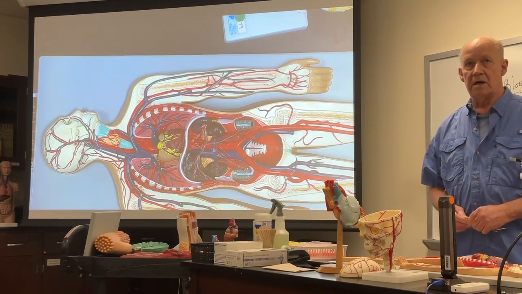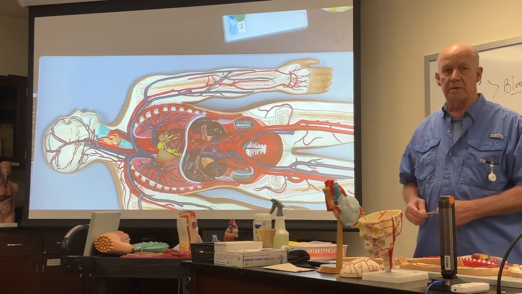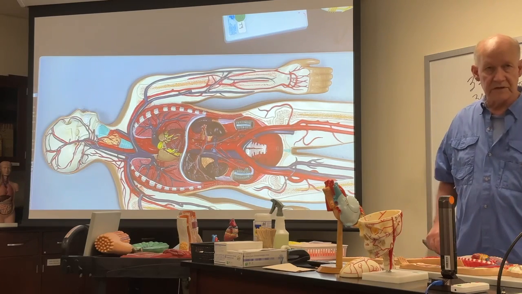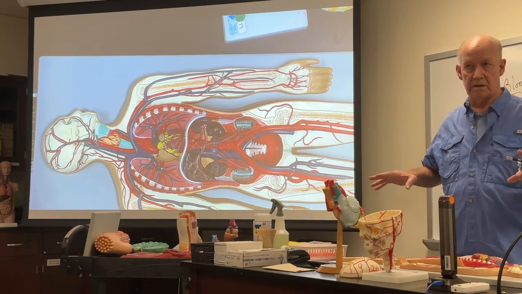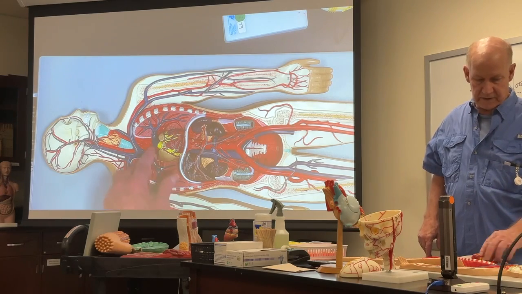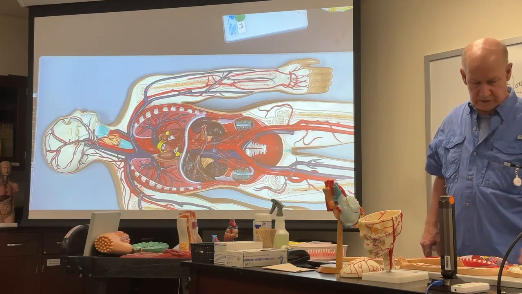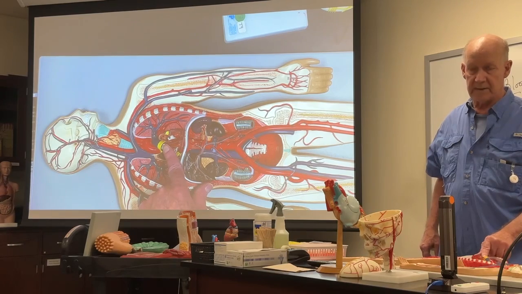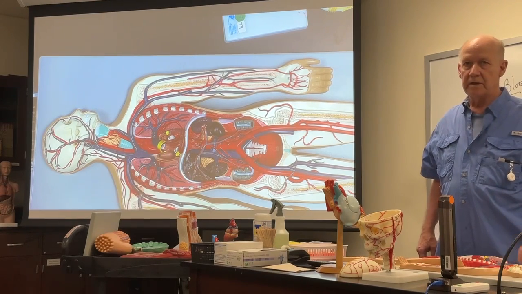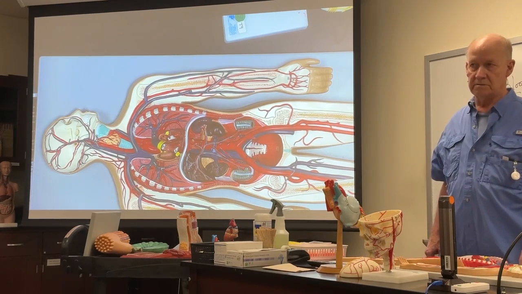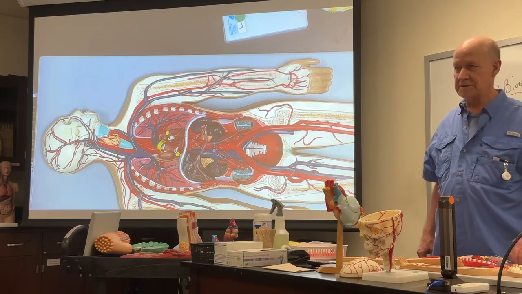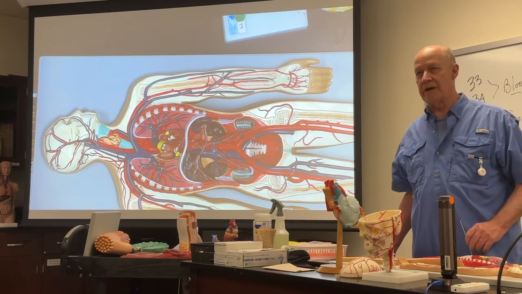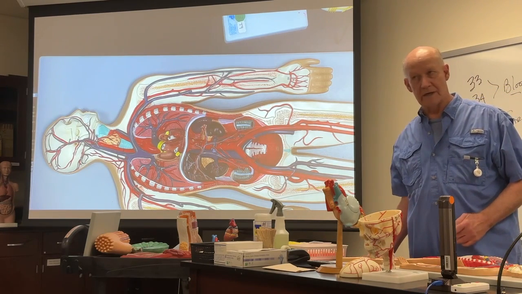Now, let me remind you of this. The definition of an artery is the vessel that takes blood away from the heart. This is coming from the pulmonary trunk right here. It's taking blood away from the heart. Ignore the color, okay? This is one time that you might want to be colorblind. Any other time you don't want to be colorblind.